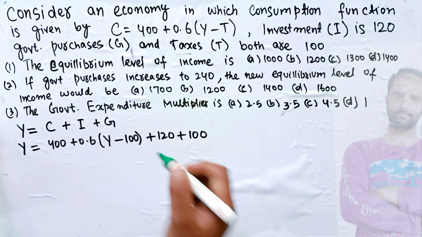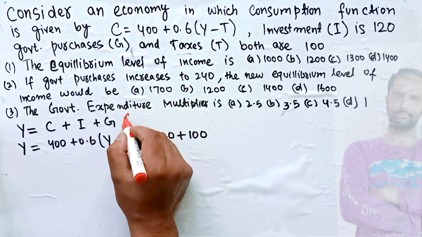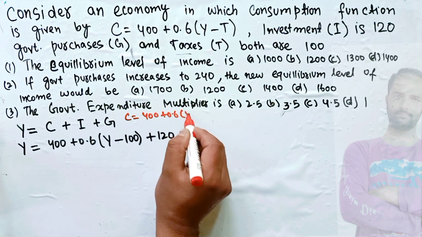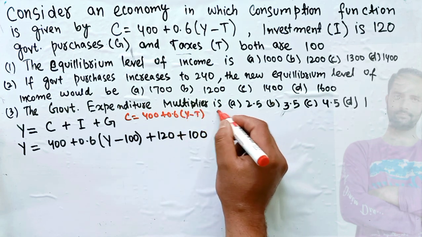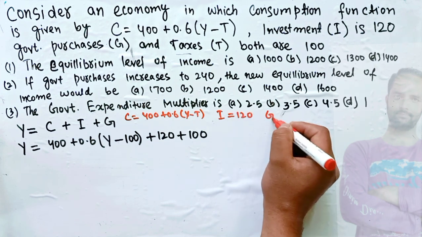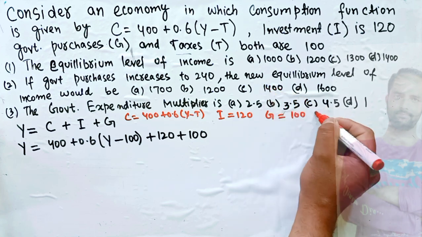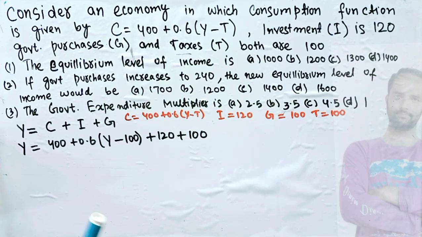Okay, so first let me write it here. So this was our consumption function, what was given to us, C is equal to 400 plus 0.6 y minus t. Our investment was autonomous, which was 120, government expenditure which is also autonomous was 100, and taxes was also 100. Okay, this is the given data.